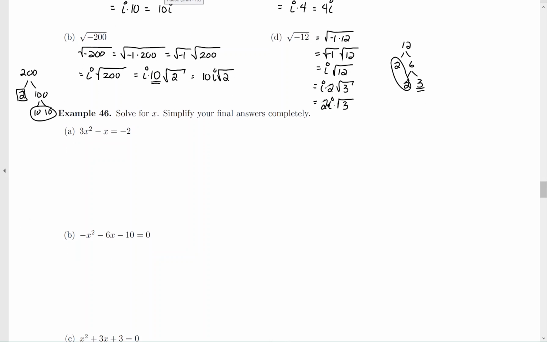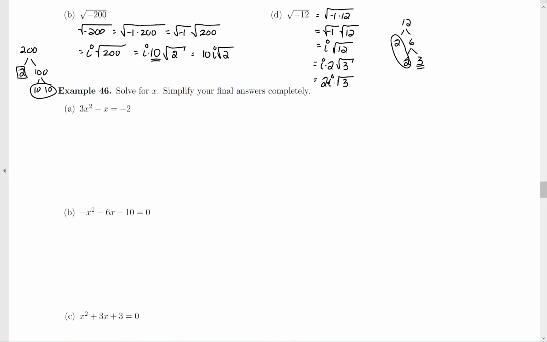So the purpose for simplifying these is so that when I end up with a quadratic that has a number that's negative under the radical, or my discriminant is negative, I can still simplify that answer. And that's what we're going to see in these next few examples here. Solve for x, simplify your final answers completely.